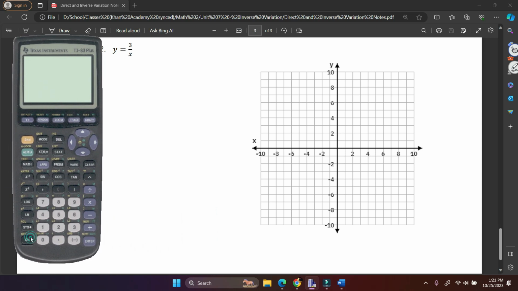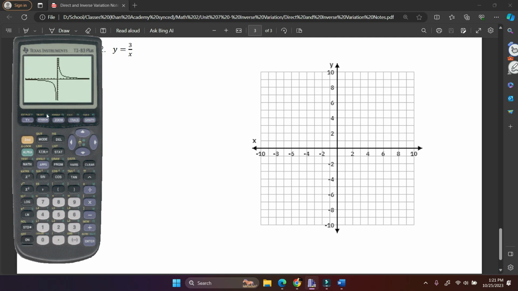All right, so how do we generate a graph on the graphing calculator? The first thing we need to do is hit our y equals key, and type our equation in. Once we have our equation in, we go to the upper right-hand corner of the calculator and hit the graph key.